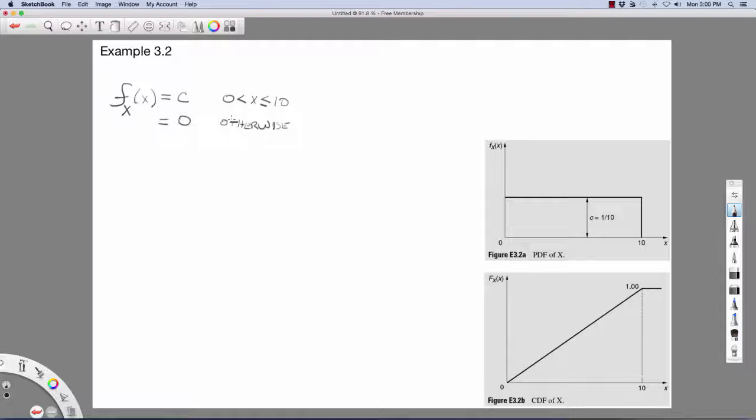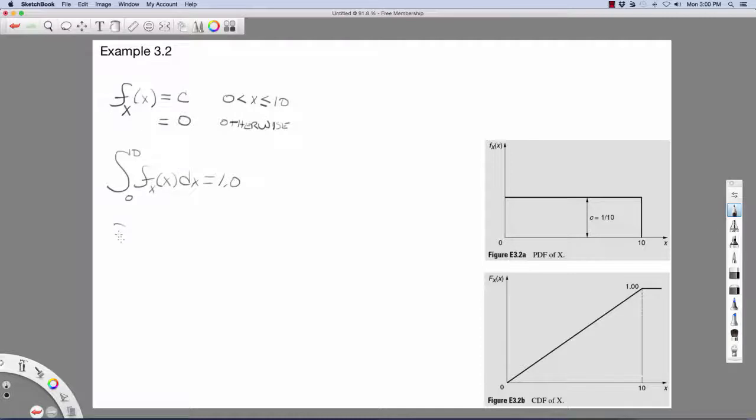So we want to find what the PDF looks like, so we need to find out what this constant c is. So we just simply take the integral from 0 to 10 of the PDF dx, and we know that this has to be equal to 1 because the area underneath the probability density function, PDF, is equal to 1. That's exhaustive of our sample space, so it has to be equal to 1.